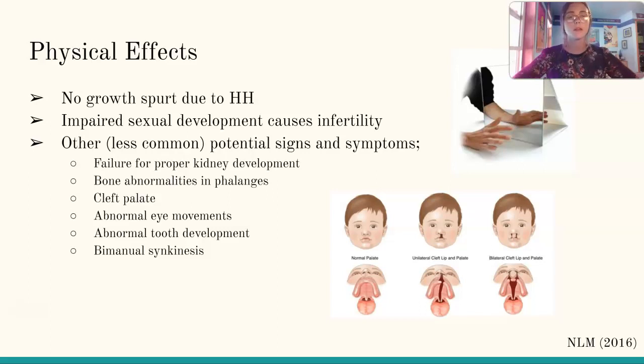There are other less common potential signs and symptoms that aren't always paired with the underdevelopment of sex organs and the sense of smell, but they can be. This includes a failure of proper kidney development, bone abnormalities in the phalanges, cleft palate, which is seen in the image below, abnormal eye movement, abnormal tooth development, and then in some cases of Kallmann syndrome, it's been noted that there's bimanual synkinesis, shown in this image up here as a mirror hand disorder. So if one hand moves, the other one mirrors it, and of course this can cause a lot of problems in daily activities and frustration.